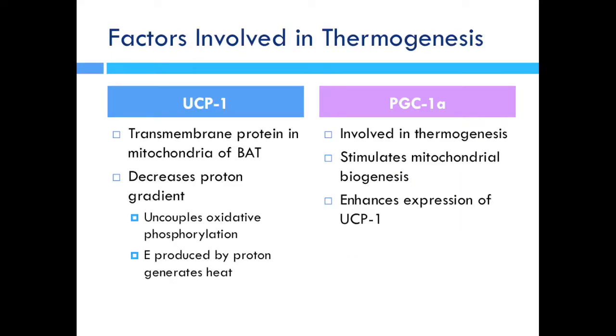These factors are involved in thermogenesis. UCP1 is a transmembrane protein in the mitochondria of brown adipose tissue. It decreases the proton gradient by acting as a channel for H+ ions, which then flow down their concentration gradient. This uncouples oxidative phosphorylation. The energy produced by the flowing of the H+ ions through the channels is then generated as heat.